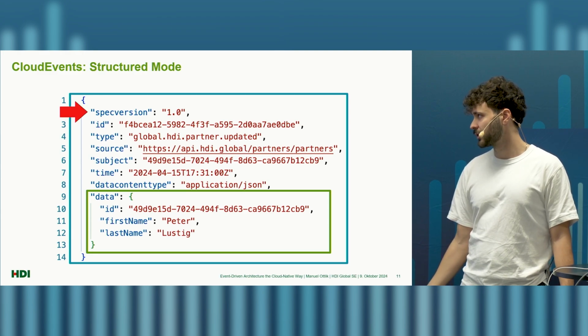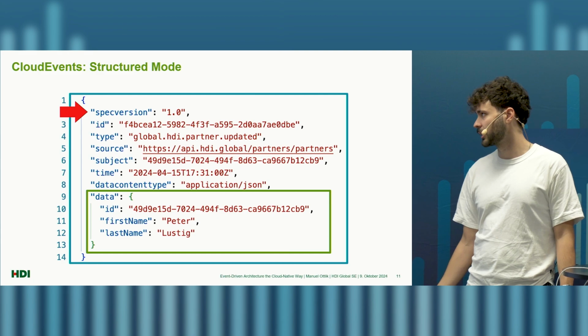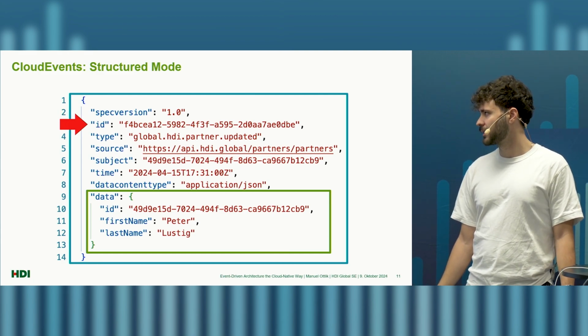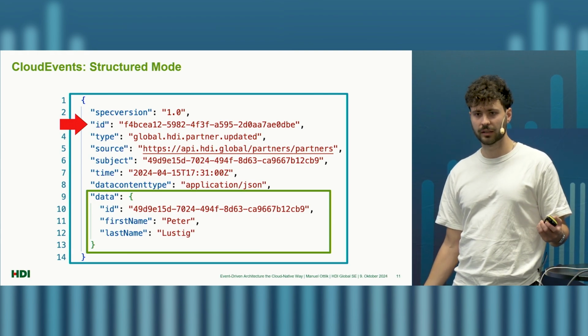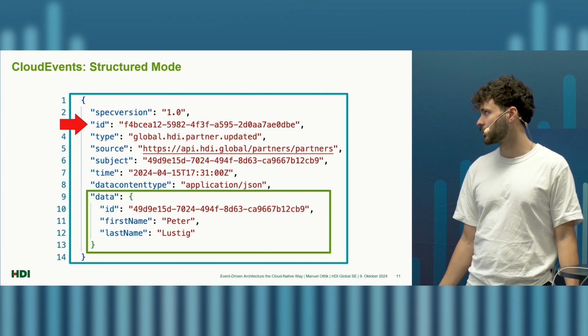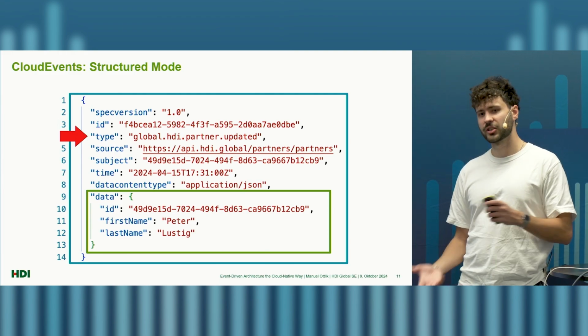I'm going to start at the very top. The spec version is quite easy. That's the version of CloudEvents you're using. Currently, it's 1.0, out there for about 2 years, I think. Then the ID is the ID of your event. It's usually a UUID that gives you the possibility to see if you have processed an event already or not. The type is quite interesting because many conventions are possible here.